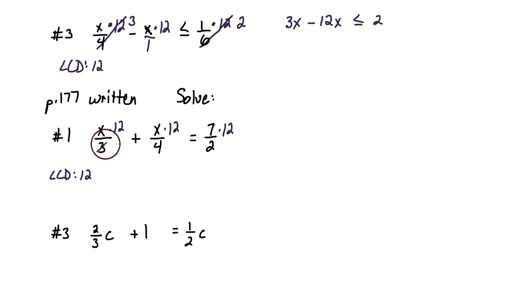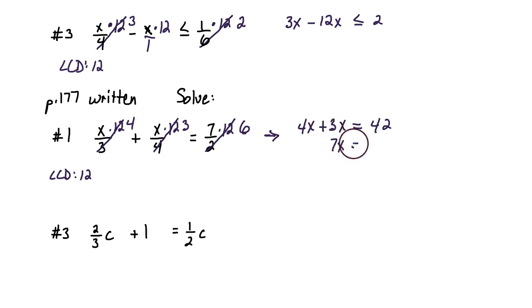Then cancel. 3 goes into 12 4 times. 4 goes into 12 3 times. 2 goes into 12 6 times. Notice that all of the denominators have canceled away. Let's rewrite our equation. X times 4 is 4x. X times 3 is positive 3x. And 7 times 6 is 42. Now let's continue on and actually solve for x. 4x plus 3x is 7x. Therefore, x equals 6.